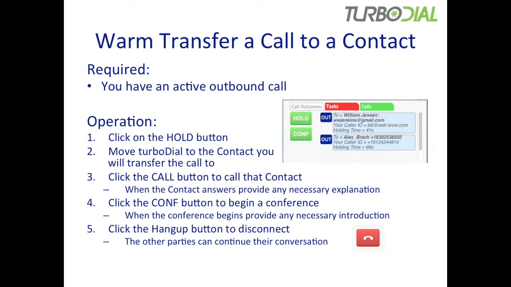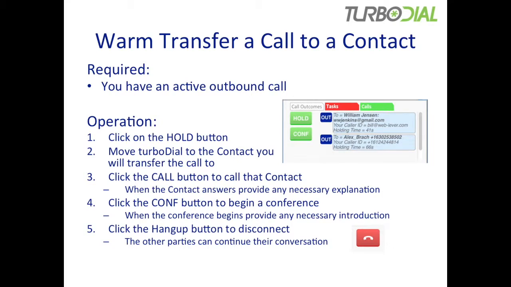And if any party then leaves the conference, everyone will hear a leave beep that indicates someone has left the conference. As soon as you've made a conference, notice that it's quite simple to do a warm transfer. A warm transfer is simply connecting 2 people together in a conference with you, and then you hang up. So if you have an active outbound call to begin with, you can put that call on hold and then move turboDial to the contact you want to transfer that call to. You click the call button to call that contact. Of course, when they answer, you're going to want to explain to them that you're about to transfer a call to them. You can then click the conference button, and now everyone is in the call together, and you can provide any introduction between the other parties that you might need, and then you can hang up. And as soon as you disconnect, the other parties can continue their conversation without you. You've now transferred that call as a warm transfer from you to another contact.